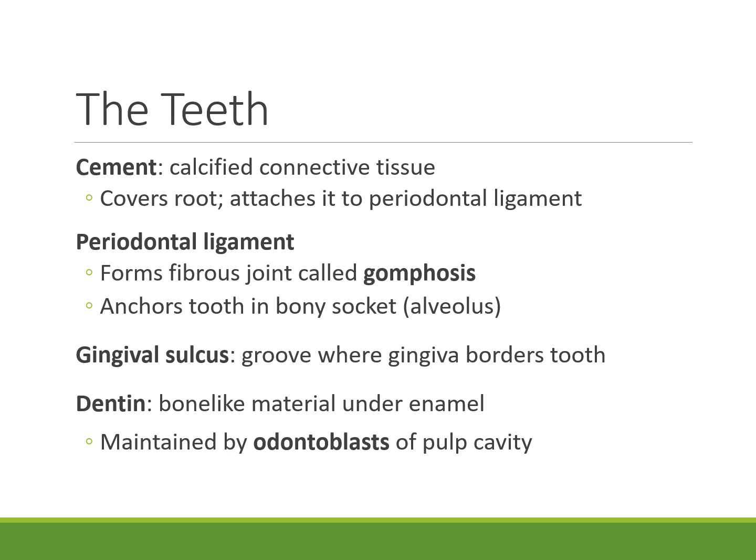Cement is the calcified connective tissue that holds the tooth in place, helps to anchor it, and it attaches it to the periodontal ligament. The periodontal ligament is what forms the fibrous joint called the gomphosis, and it's what truly anchors the tooth into the alveolus or the bony socket. The gingival sulcus is the groove where the gingiva borders the tooth. And the dentin is the bone-like material under the enamel that is maintained by the odontoblasts of the pulp cavity.